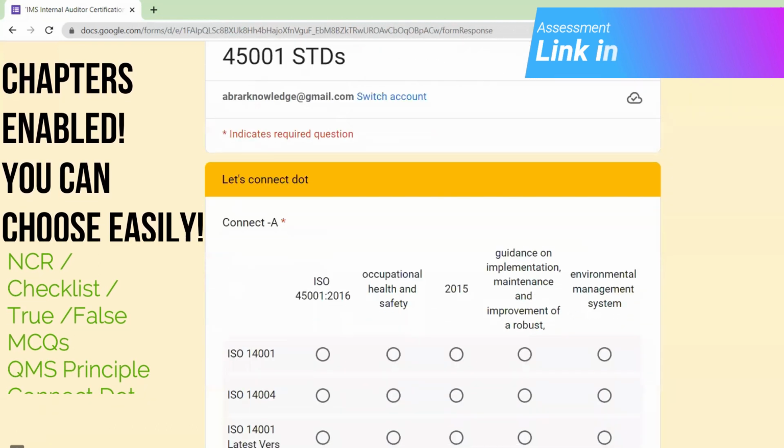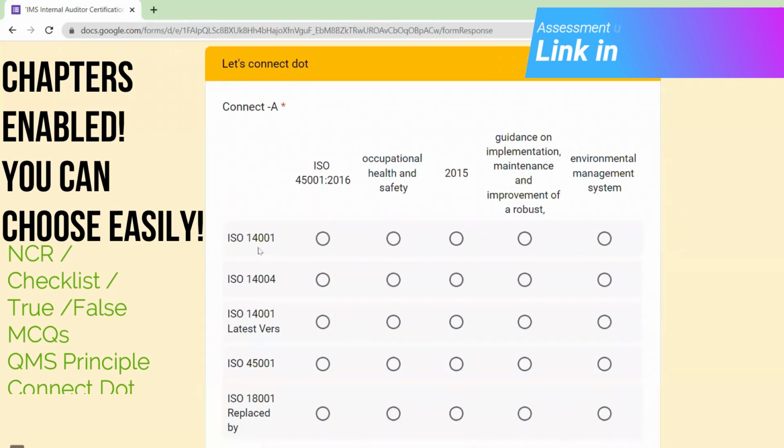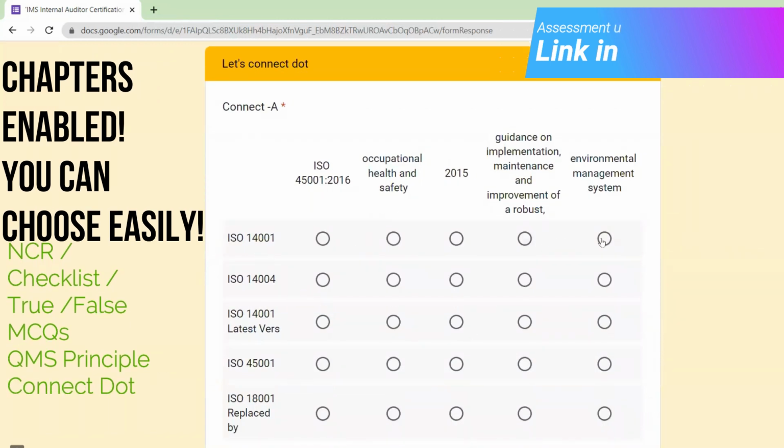So, connect the dots. ISO 14001 refers to Environment Management System. ISO 14004 gives guidelines on implementation mainly, and also we could use it for auditing, maintenance, and improvement of robust systems. And the latest version of ISO 14001 is 2015, same as ISO 9001. ISO 45001 refers to occupational health and safety. And ISO 18001 was replaced by ISO 45001.